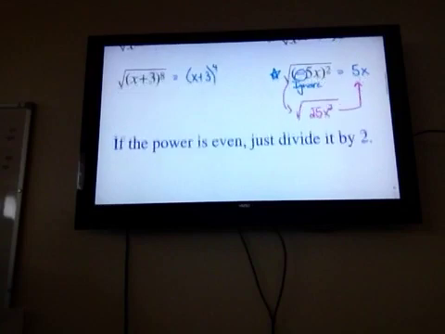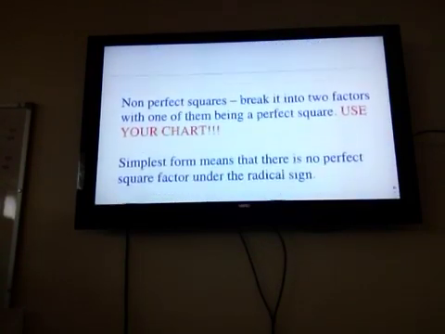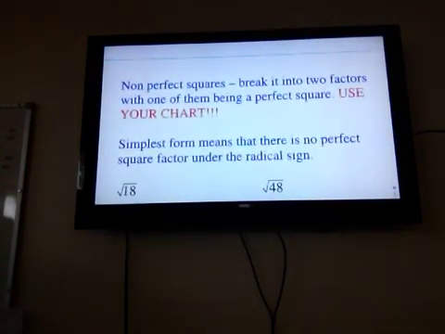Okay? All right. So, for non-perfect squares, for all the rest that I'm going to do here, you have to break your number into two factors. Now, factors are just the things you multiply together. That's what a factor is. With one of them being a perfect square. And this is where I'm going to teach you to use your chart.